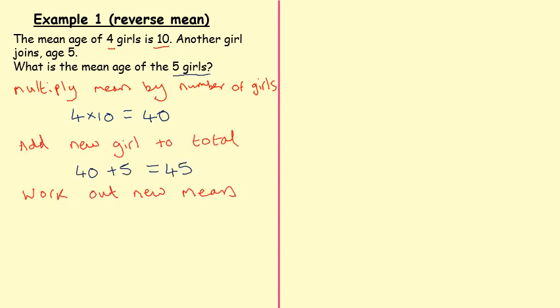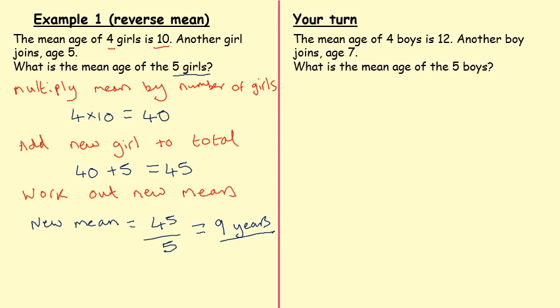So now we're going to work out the new mean. We're going to use that new total of 45, and that now comprises of 5 girls. So our mean is going to be 45 divided by 5. So the new mean is going to be 9 years old with the addition of this new girl. Okay, so I would like you now to have a go at this question on the right, following exactly the method on the left. Pause the video now.